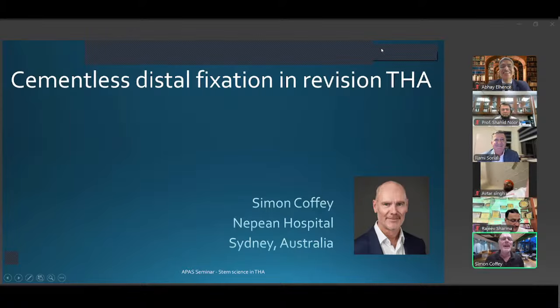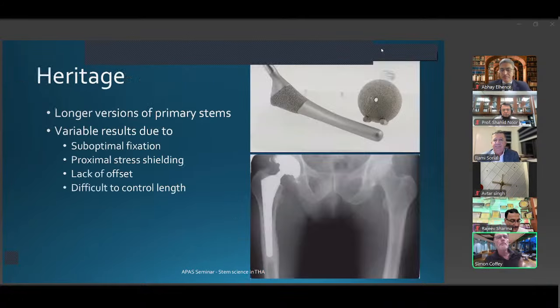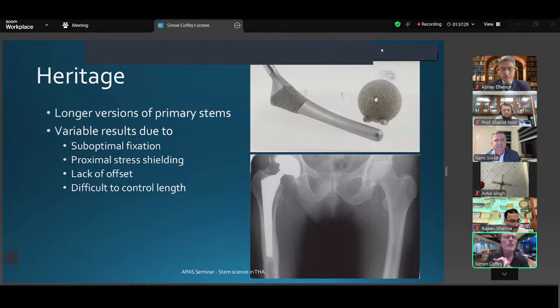Not really. So I'm going to talk this evening about cementless distal fixation in revision total hip. It's really just an overview of where we've come from and where the state of the art is. The heritage of fixation in revision surgery is that many years ago, revision stems were just longer versions of primary stems, and results were variable due to suboptimal fixation, proximal stress shielding, lack of offset, and it was quite difficult to control length because of a lack of modularity.